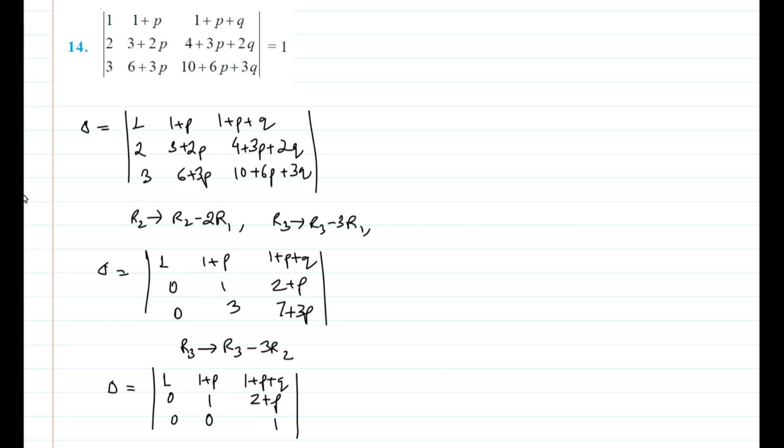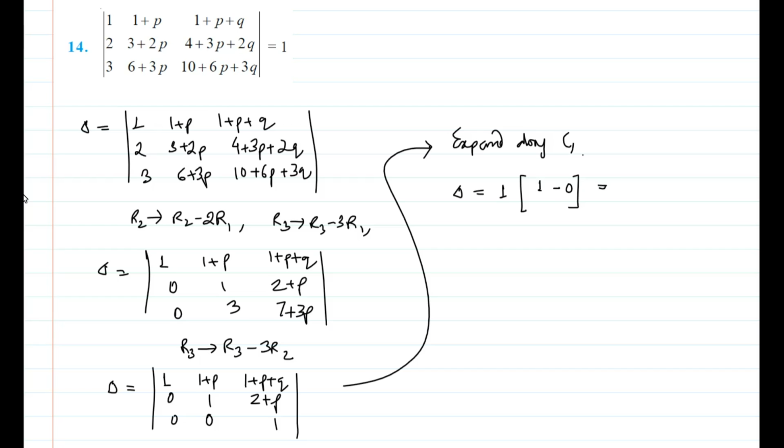So now we can expand it along C1, and inevitably we'll be getting 1 as the answer, as is very evidently visible. So that is 1. Hence delta is equal to 1, proved.